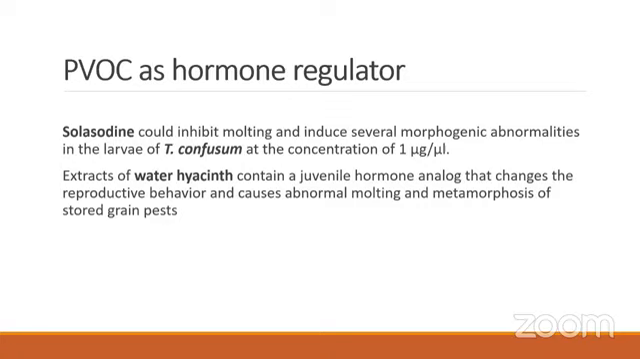The extracts from water hyacinth also contain a hormone which mimics. And what it does, it changes the reproductive behavior and causes abnormal molting and metamorphosis in the stored grain pest. Okay, so in this case, it is working as a hormone regulator. It is changing the activity.